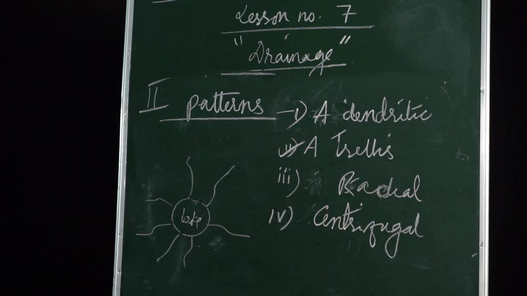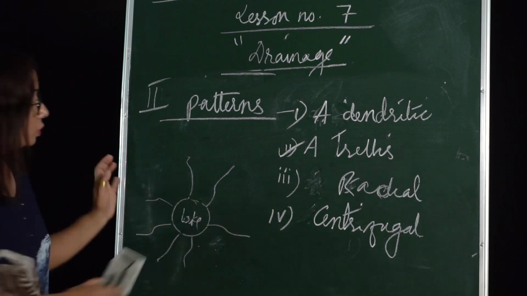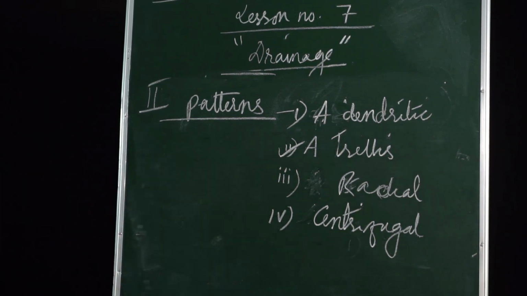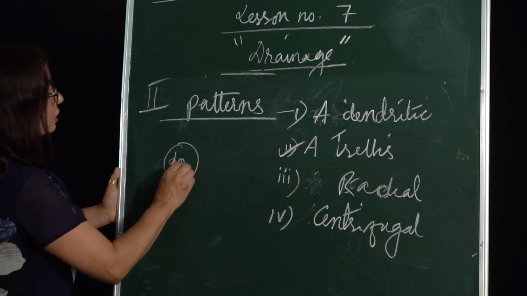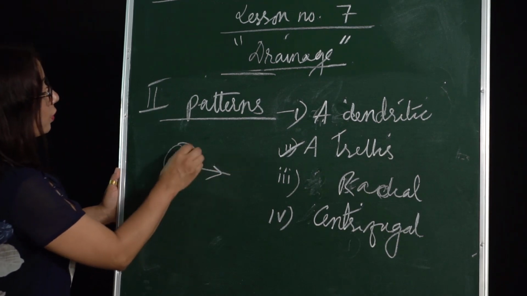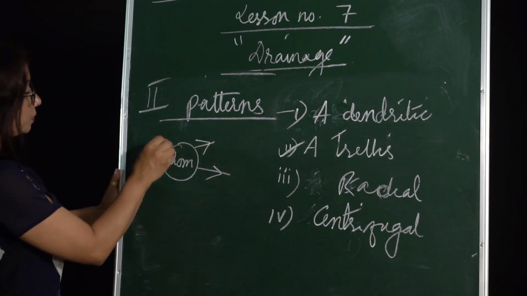Then the next one is the centrifugal drainage pattern. It is usually found in arid regions, meaning less rainfall areas. In semi-arid areas or less rainfall receiving areas, small streams come from all sides towards a central depression. In the previous one, there was a dome-like structure in the middle, and from here it was going out.